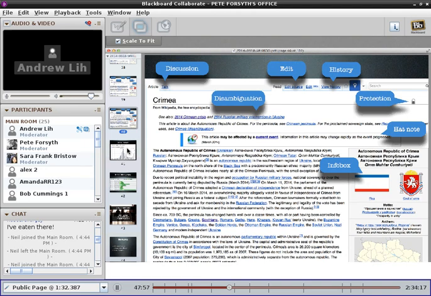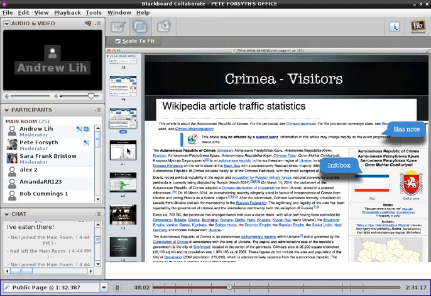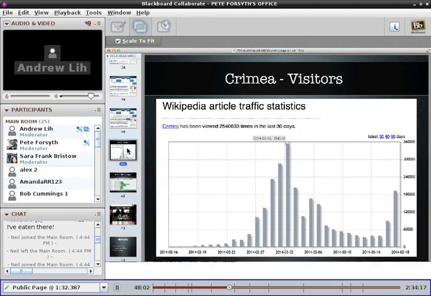So have you looked at the visitors page before, Pete? Yes, I've pulled it up in relation to a couple of articles, but not a whole lot. So I think it's always welcome.